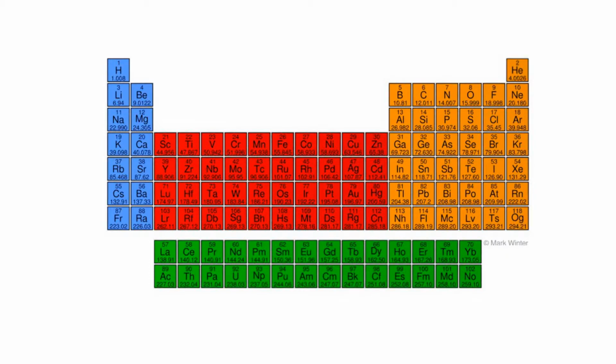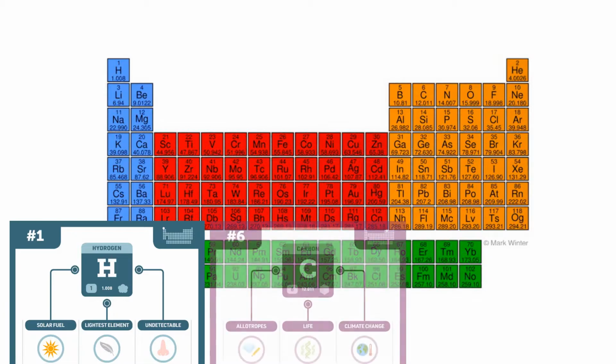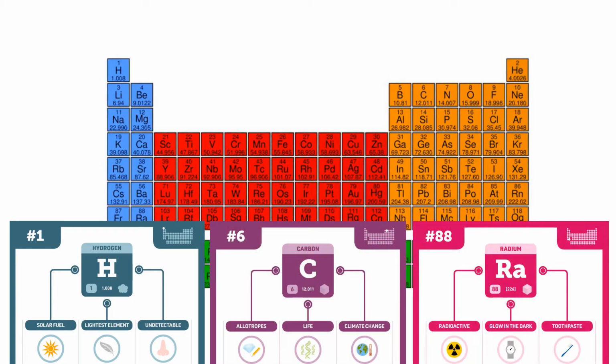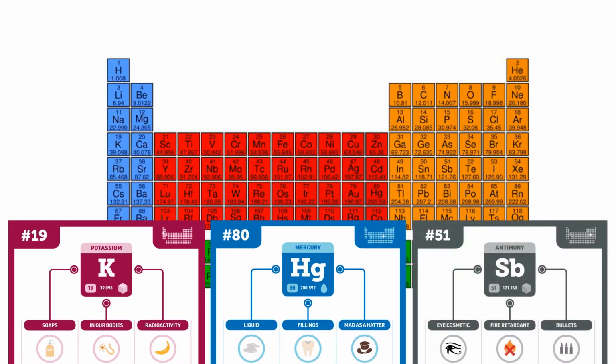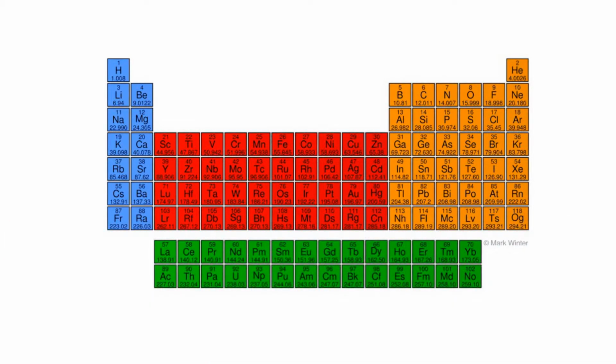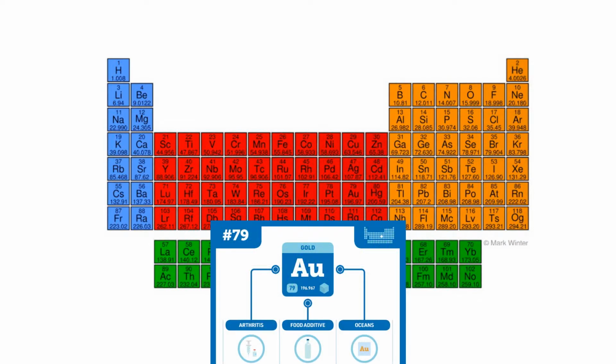Most are easy to understand, like H for hydrogen, C for carbon, or Ra for radium, but others like potassium, mercury, or antimony aren't as obvious. Since some elements have been known since antiquity, like gold, the symbols sometimes refer to historic or Latin names.